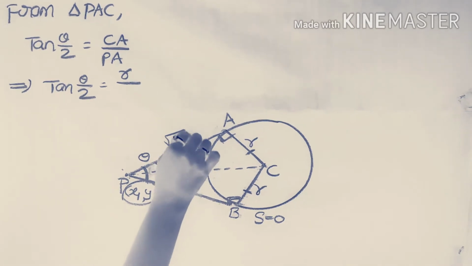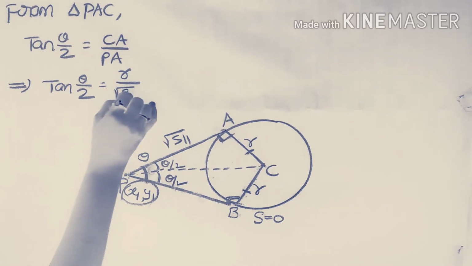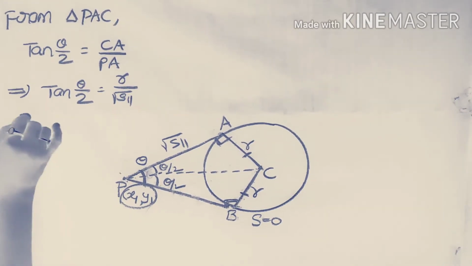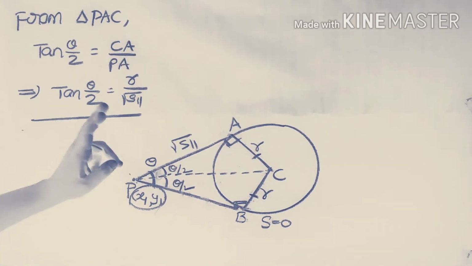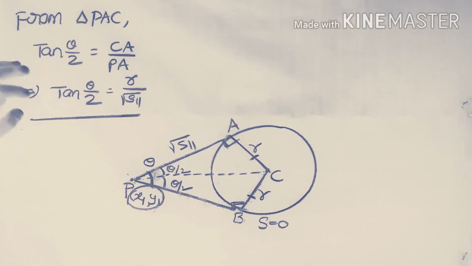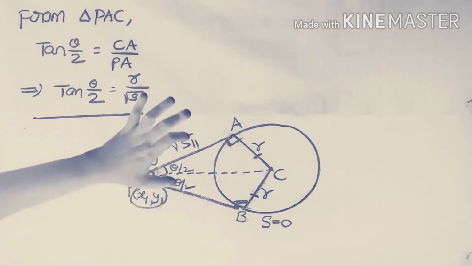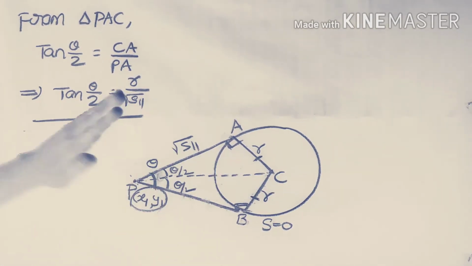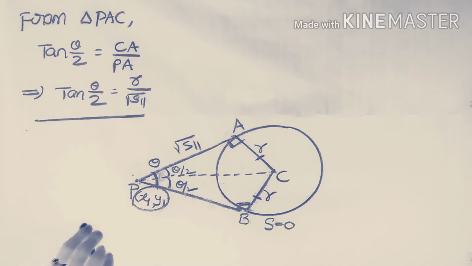So length of the tangent formula is root S11. That is, PA value is equal to root S11. So this is the formula: tan theta by 2 is equal to R by root S11, which is used to find the angle between the tangents of the circle. Very important formula.